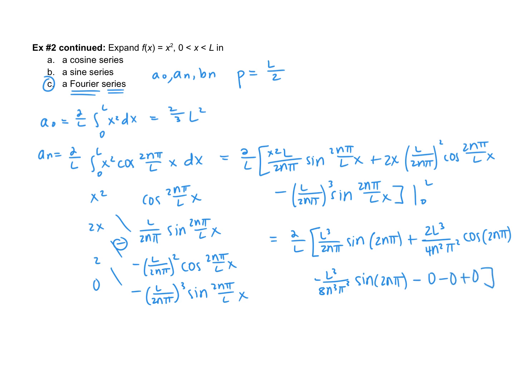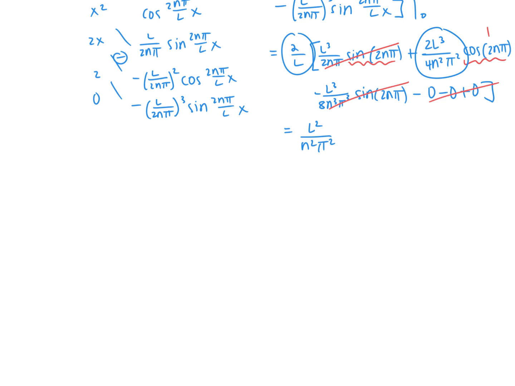Okay, so looking at doing a little simplifying, all of that is 0. Sine of 2n pi, that's 0. That's 0. If we look at cosine of 2n pi, so that'll be cosine of 2 pi, 4 pi, so on and so forth, that gives us just plain old 1. So now we can simplify all of that. We have this 2 over L, and we have this term, which will give us L squared over n squared pi squared.